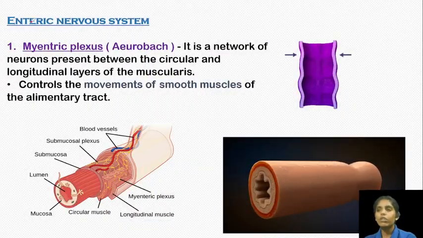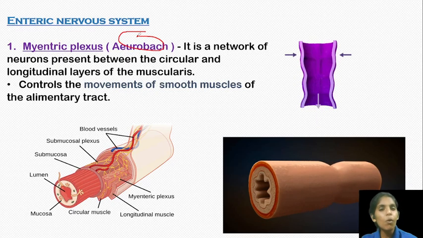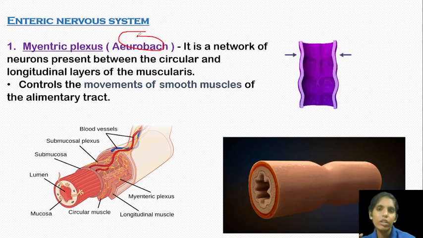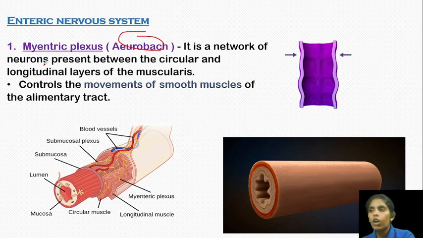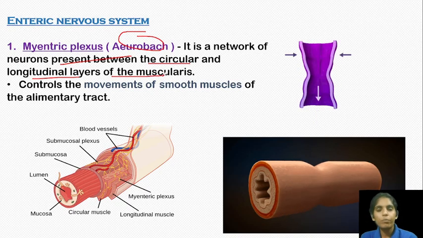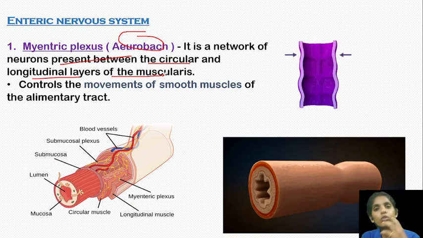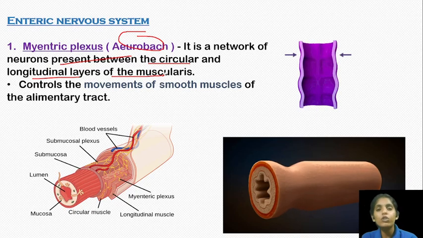The myenteric plexus is also known as the plexus of Auerbach. It is important to remember the alternate name. These are a network of neurons present between the circular and longitudinal layers of the muscularis. So these myenteric plexus are present in the muscularis layer of the alimentary canal. And what is the function? They will control the movements of the smooth muscles of the wall of the alimentary canal.